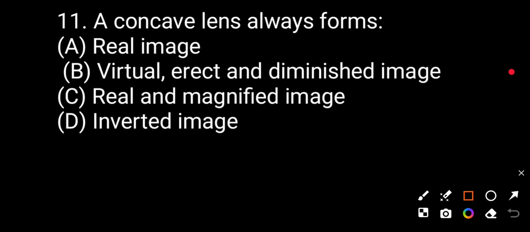Question number 11. A concave lens always forms real image, virtual, erect and diminished image, real and magnified image, inverted image. The correct answer will be concave lens always forms the virtual, erect and diminished image. Option B is correct.